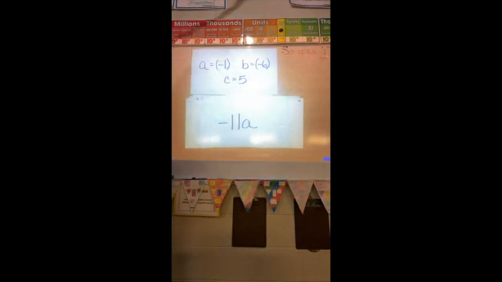Let's start with the first one. Negative 11a. We need to know that when a number is touching a variable, it means they want us to multiply. So in this case, they want substitution. They want us to take out the letter and put in this value. So anytime you see an A in the problems, they want you to plug in -1.